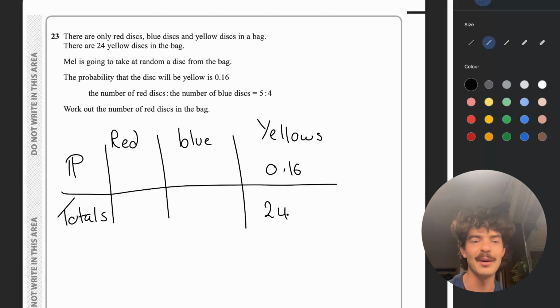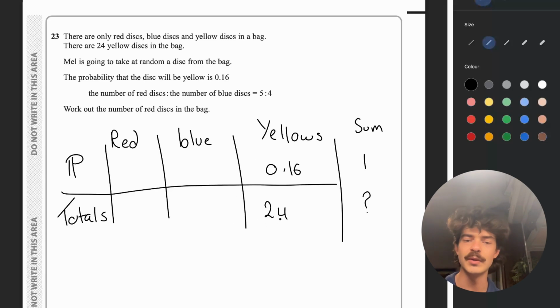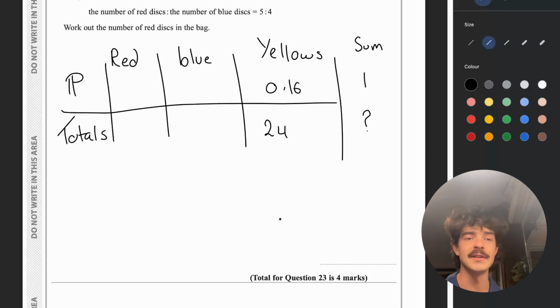We're also told that the number of red discs to the number of blue discs is 5:4. But without any real help with our total, we can't actually split the grand total into these associated parts. So let's have a think, right? We know that the sum of the probabilities must sum to 1. We don't know what the total is. But can we use this probability and the 24 to our advantage? Well, we absolutely can. It takes a bit of thinking, but we can totally do it, right?